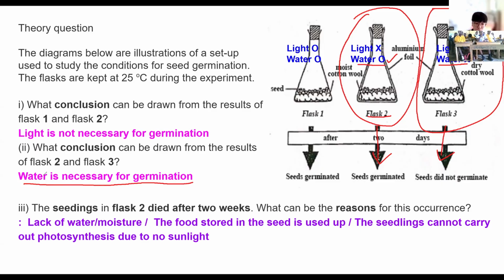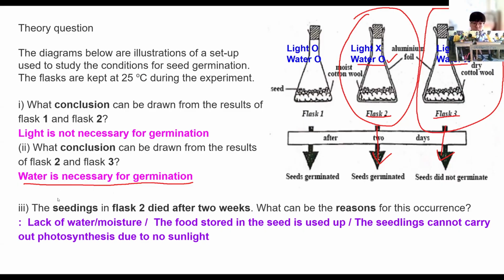And this question as a whole might be a little bit confusing, but you have to notice what's being tested. So in this case, between 2 and 3, the difference was having water. Having water affected the germination. So we can conclude that water is necessary for germination.